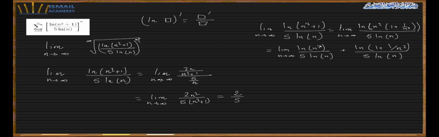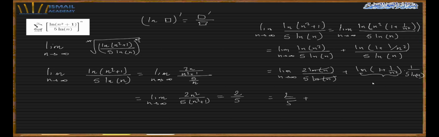The exponent becomes a product with ln, so it's going to be the limit of 2 ln of n over 5 ln of n when n goes to infinity. As you see here, we can simplify those two, plus ln of (1 plus 1 over n squared) times 1 over 5 ln of n. So when n goes to infinity, this is going to be 2 over 5, plus, when n goes to infinity, this limit goes to 0 and this one goes to 0, so 0 times 0 is 0, which leaves 2 over 5. And 2 over 5 is less than 1 in both cases, which means that this converges.